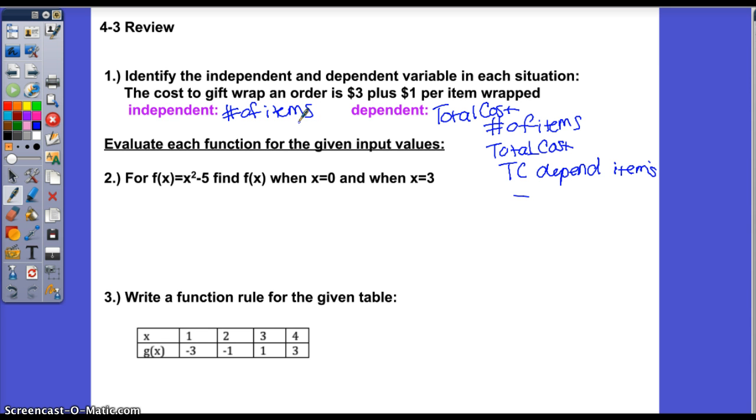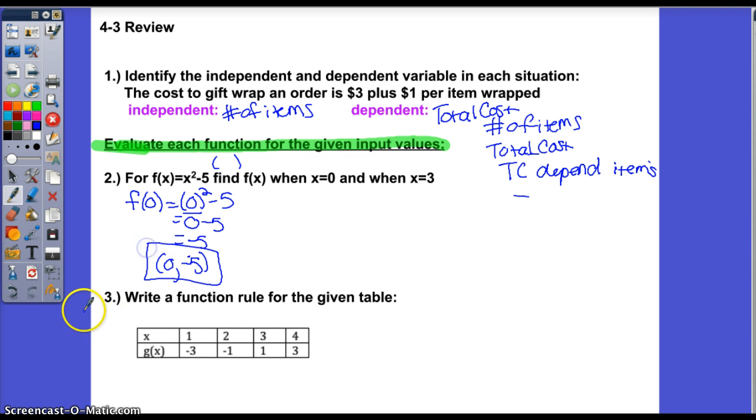So number 2 says to evaluate each function for the given input values. So we have f of x equals x squared minus 5. Find f of x when x equals 0 and when x equals 3. Again, remember when you substitute, put it in parentheses. So we have f of 0 equals, in parentheses, 0 squared minus 5. First do your exponent. 0 times 0 is 0, minus 5 equals negative 5. So this isn't your answer. 0 comma negative 5, this is your answer.